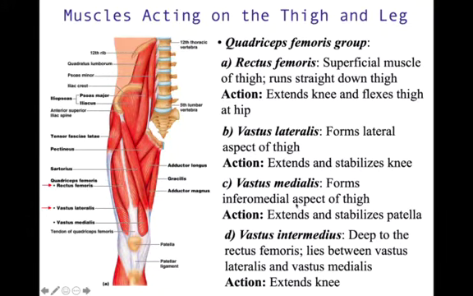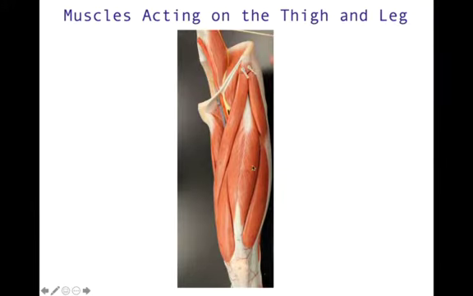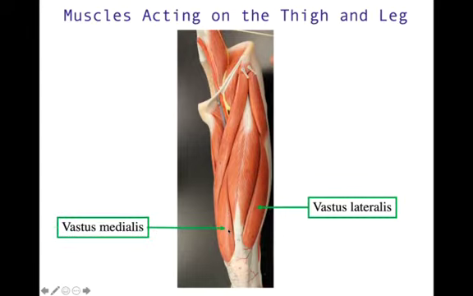Here we see our model. If we look at the quadricep muscle on the lateral side, that's the vastus lateralis. The one on the medial side would be the vastus medialis. And the one in the middle that's visible and superficial is the rectus femoris.